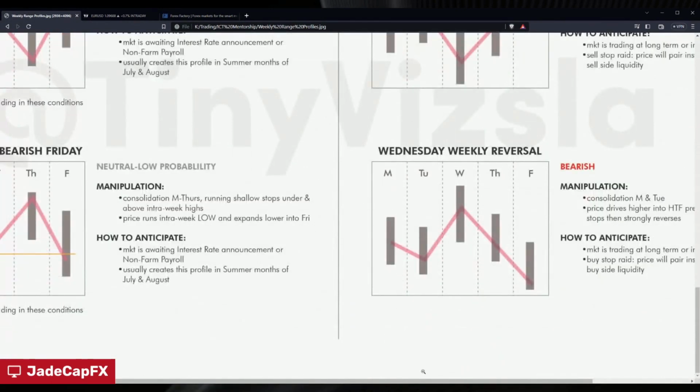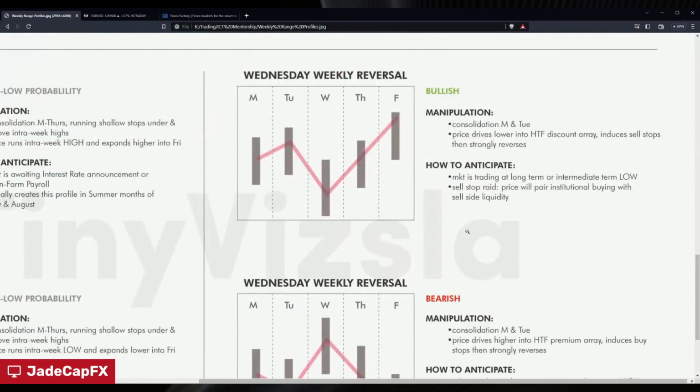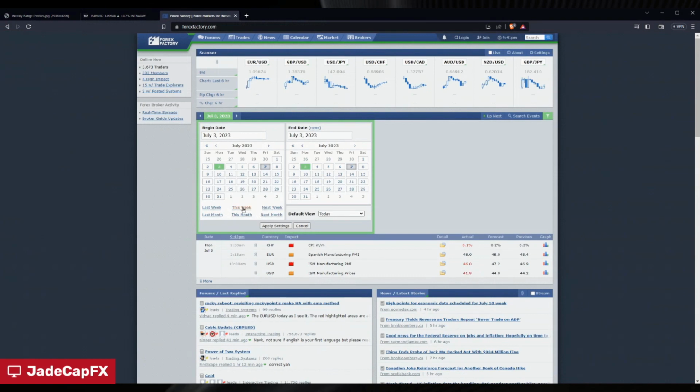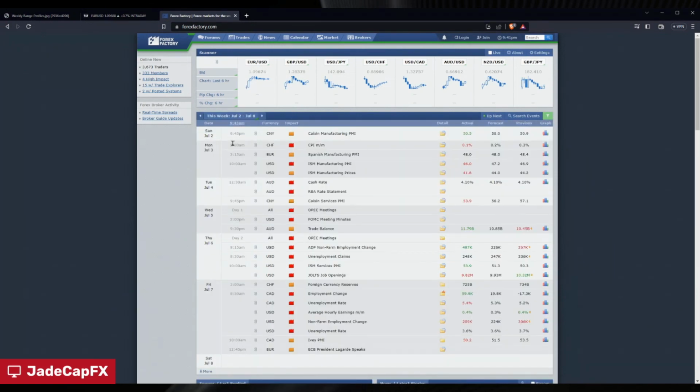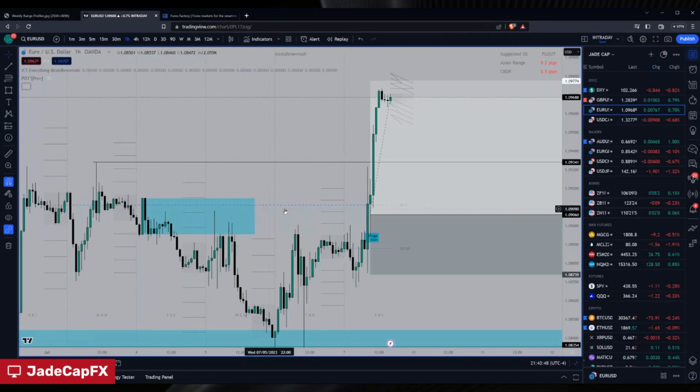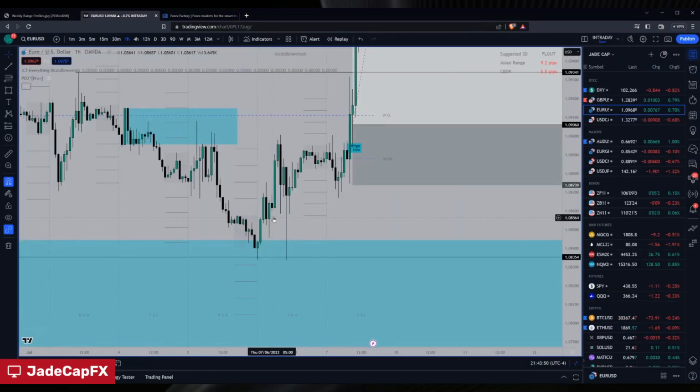You're going to have to go through and study all of this, because reading all this and actually putting it into practice is totally different. So let's go into some weeks. Leading up, we had FOMC meeting minutes on Wednesday, ADP non-farm employment change. Thursday was very sloppy to me. There are some moves in here.